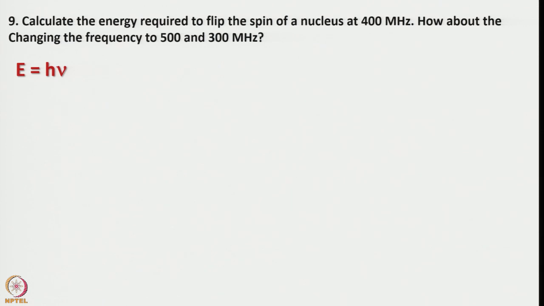Calculate the energy required to flip the spin of a nucleus at 400 megahertz. How about changing the frequency to 500 and 300? That means now you should calculate the energy required to perform transition of a spin at 400 megahertz field strength. And then we have to see what would happen to the same energy, would it decrease or increase if we use a frequency of 500 or 300 megahertz. First, let's calculate for 400 megahertz.